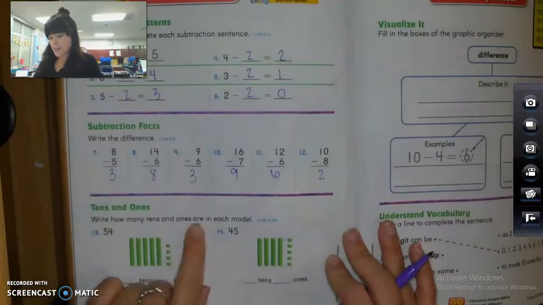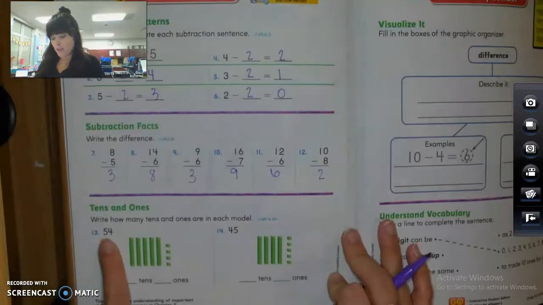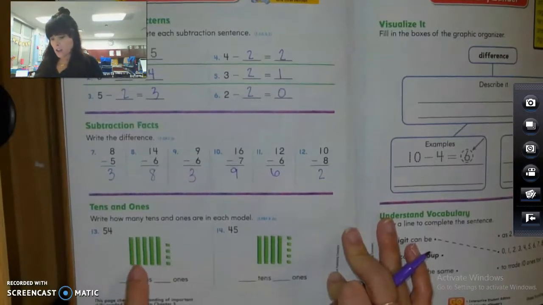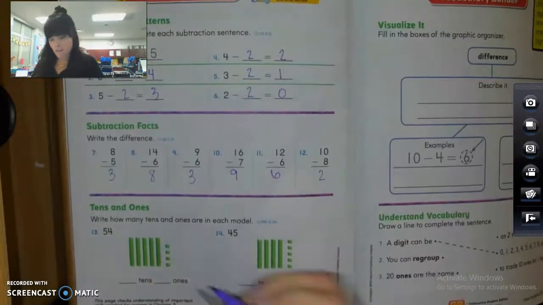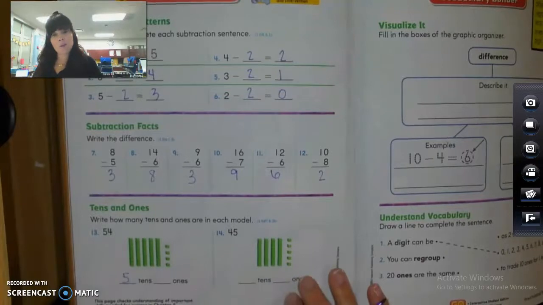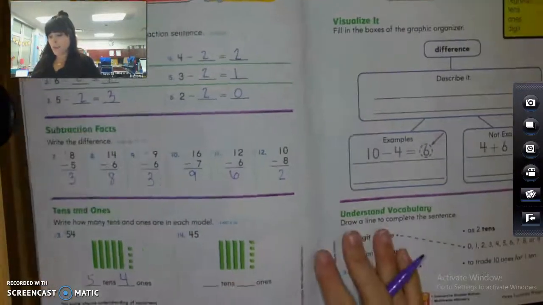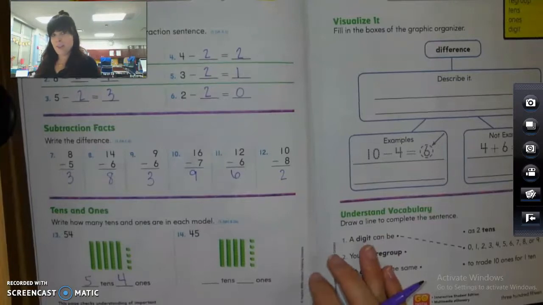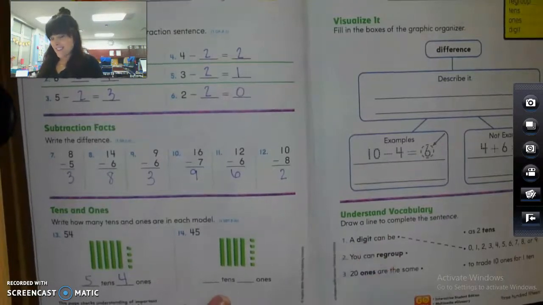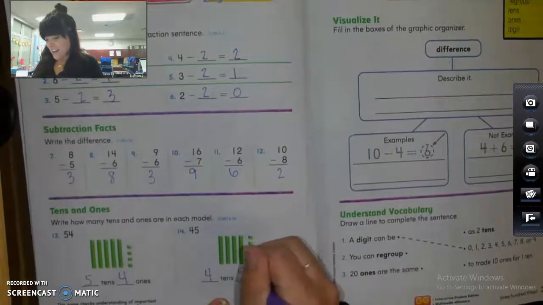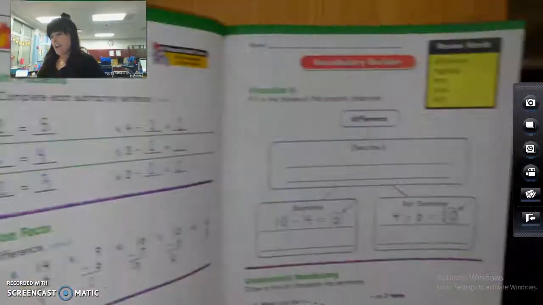It says write how many tens and ones are in each model. So here we have 54. How many tens do you see here in the picture? Well, I see 1, 2, 3, 4, 5. 5 tens, and how many ones? 1, 2, 3, 4. There you go. All right, number 14, 45. How many tens? 4. And how many ones? 5. Good job.